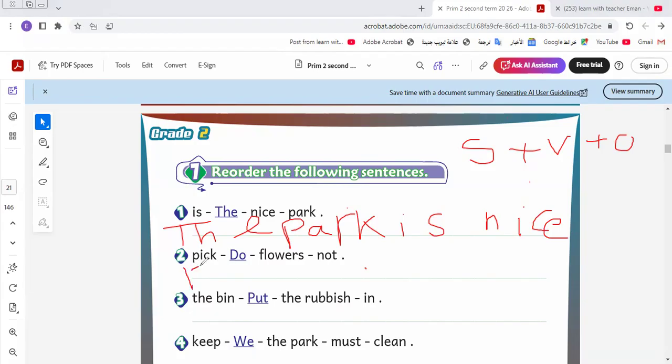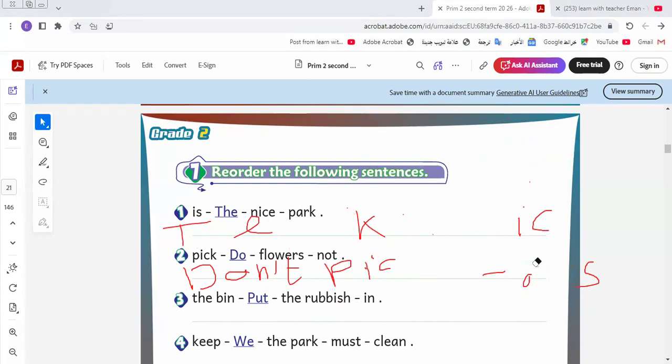It will be here: don't pick flowers. Don't pick flowers. Okay. I will leave the two sentences for you to do by yourself as homework. I will show you how to do it, and I will leave the rest for you to do by yourself as homework. Let's continue the rest of the exercise.